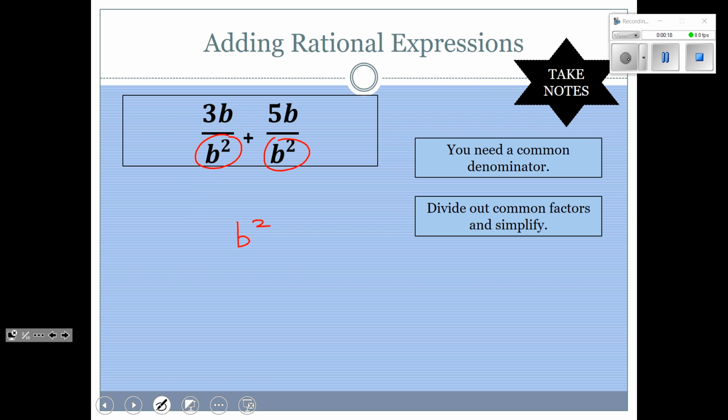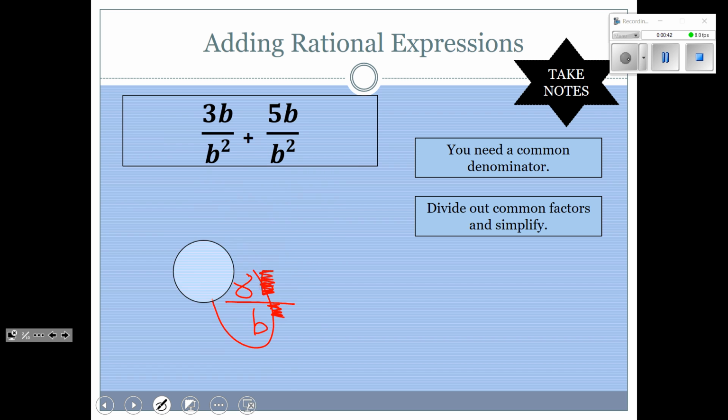Since we have a common denominator, all we need to do is see if there's anything that we can combine on the top. We actually have like terms on the top. They're both b terms, so we can combine them, and that would be 8b divided by b squared. Now we have to remember how to simplify. We have one b on top. It cancels out one of the b's on the bottom, so you're simply left with 8 divided by b.